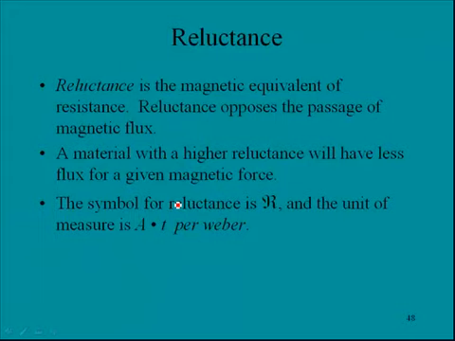Then we have the term reluctance. It is the magnetic equivalent of resistance. Reluctance opposes the passage of magnetic flux. A material with a higher reluctance will have less flux for a given magnetic force. The symbol for reluctance is this R, and the unit of measure is ampere turns per Weber.